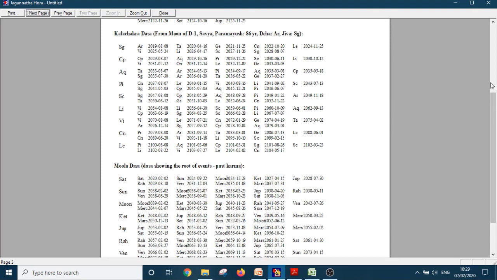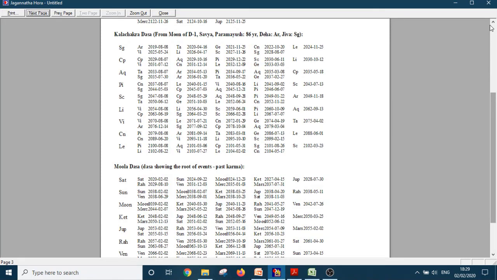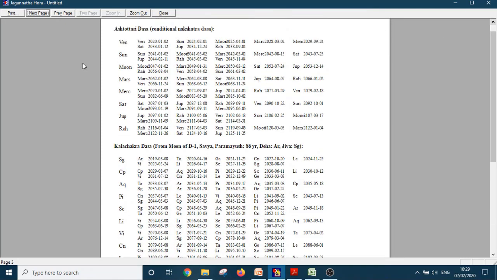So in dasa system, again, there are various dasa systems. So this is a Stotri dasa system. And then you have got Kal Chakra dasa system. Again, as you can see, the planets and then the time period in here. Same with Kal Chakra dasha.